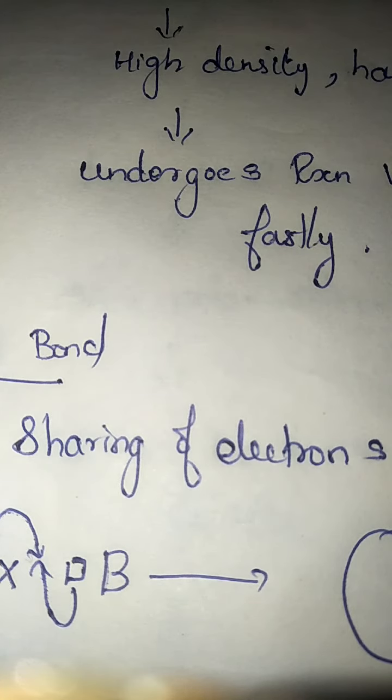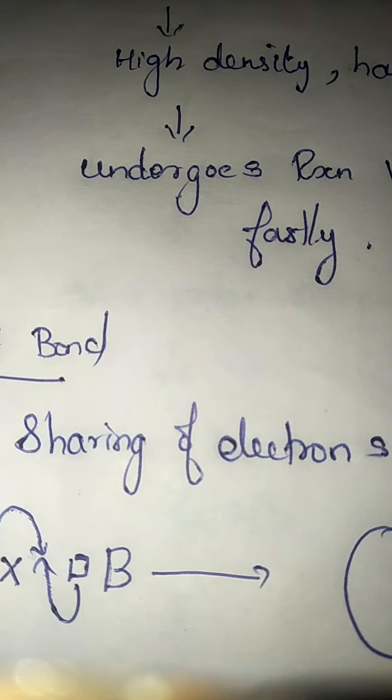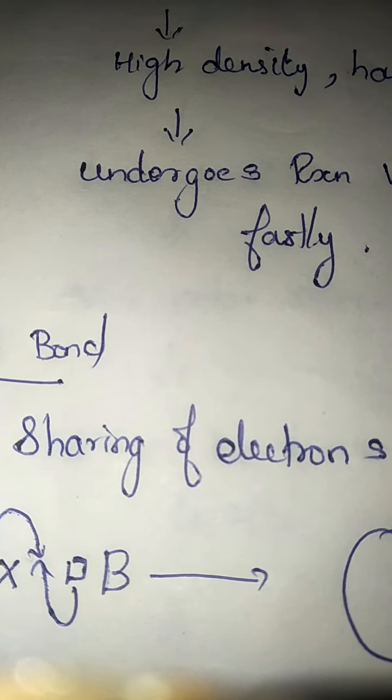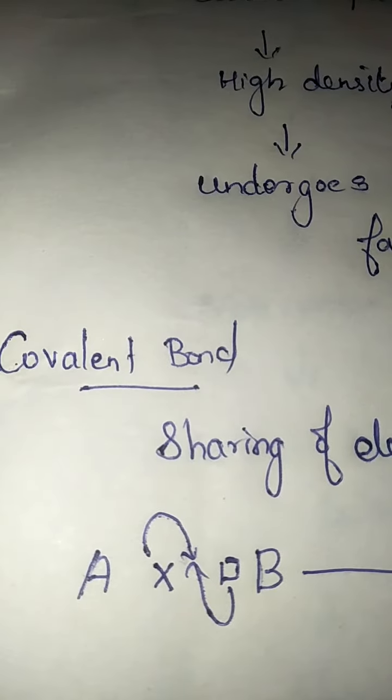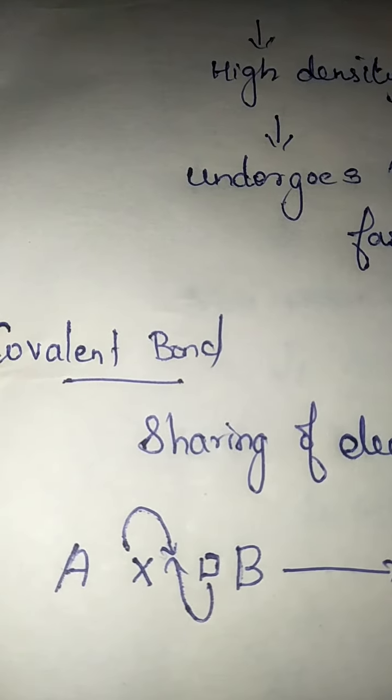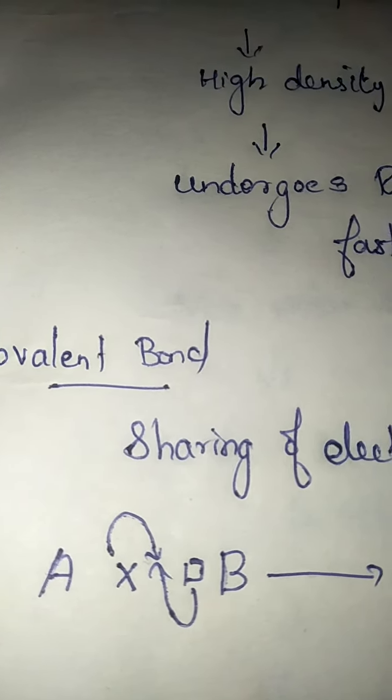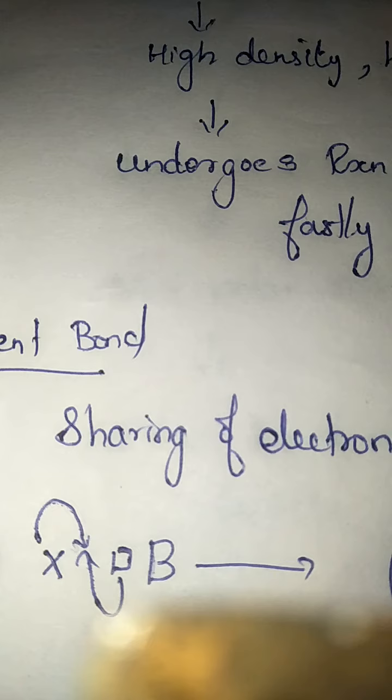The next one we are going to learn is the covalent bond. Of the three types, the second type is the covalent bond, and it is formed by the sharing of electrons.